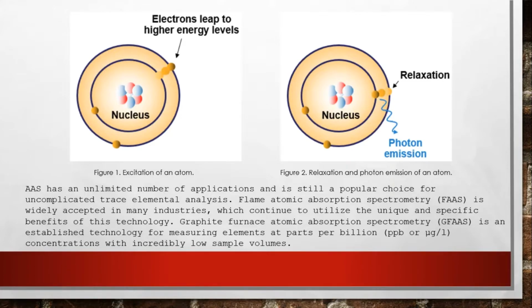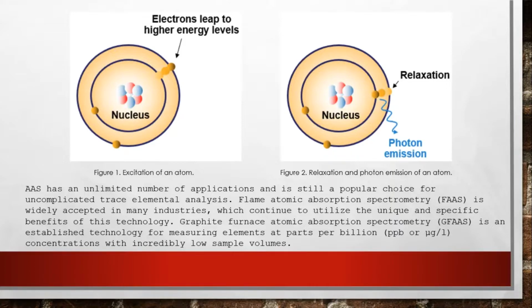AAS, or as we call it, atomic absorption spectroscopy, has an unlimited number of applications and is still a popular choice for uncomplicated trace elemental analysis. FAAS is widely accepted in many industries, which continue to utilize the unique specific benefits of this technology. Graphite furnace atomic absorption spectrometry, or GFAAS, is an established technology for measuring elements at parts per billion concentrations with incredibly low sample volumes.